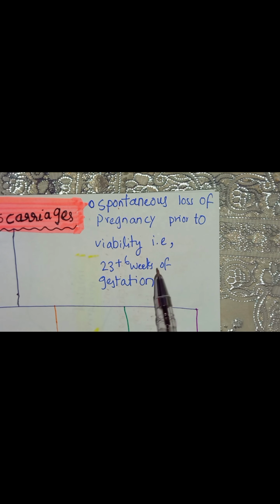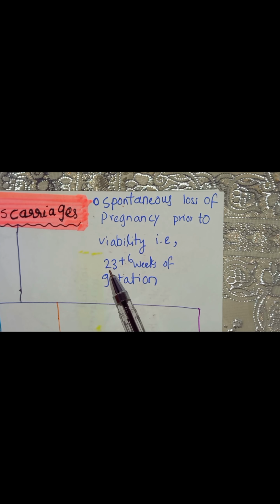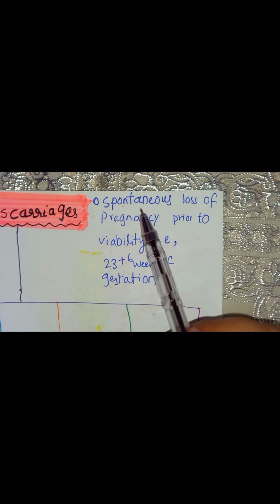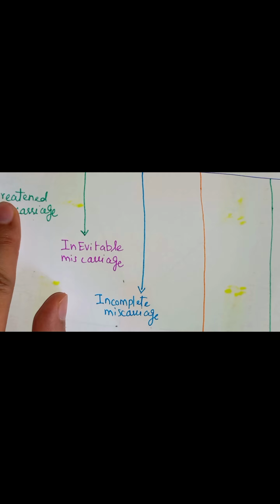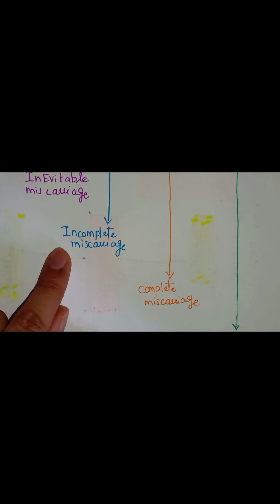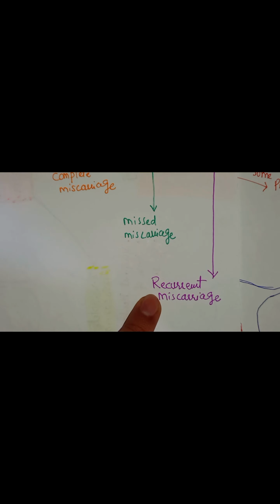The age of viability is 23 plus 6 weeks of gestation. If anyone asks you for the definition of miscarriage, you will go for this simple definition: spontaneous loss of pregnancy prior to viability, and that is 23 plus 6 weeks of gestation. And there are different types of miscarriages, like threatened miscarriage, inevitable miscarriage, incomplete miscarriage, complete miscarriage, missed miscarriage, and recurrent miscarriages.